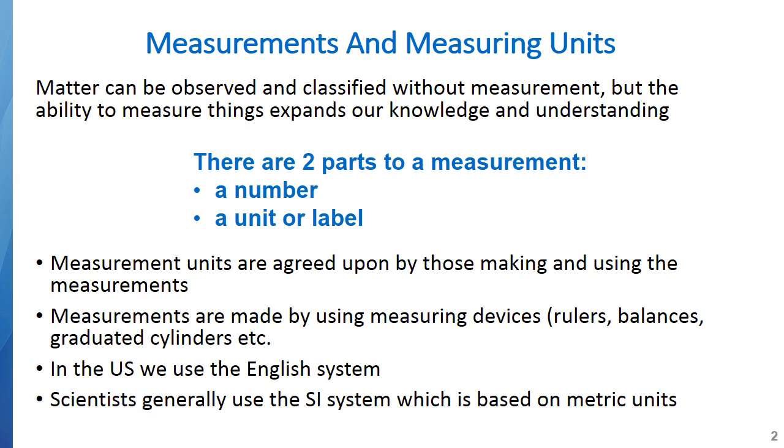Measurement units are agreed upon by those making the units, and we make measurements by using measuring devices. I'm sure this is something you already know. We can measure the length by using a ruler, the weight by using a balance or a scale, volume. And in the U.S., we use what we call the English system, but scientists pretty much all over the world and in most countries, even in their normal everyday life, use the metric system, and the SI system actually gets used. The System International is what SI stands for, but it's based on metric units.